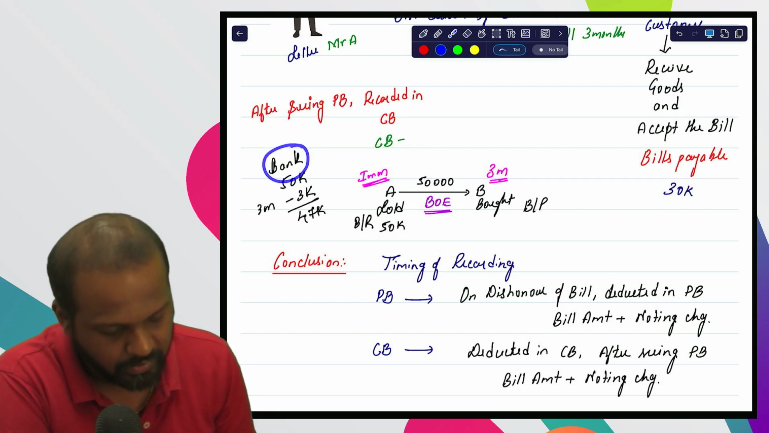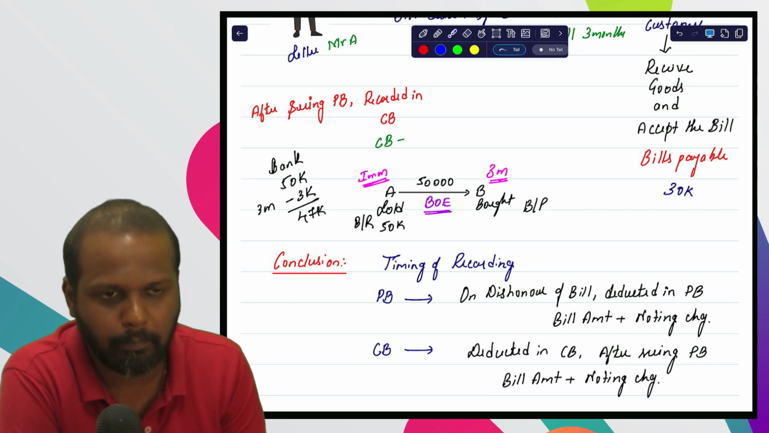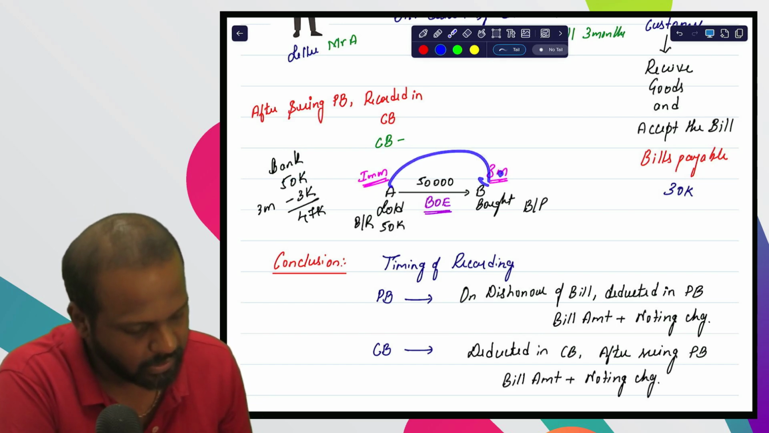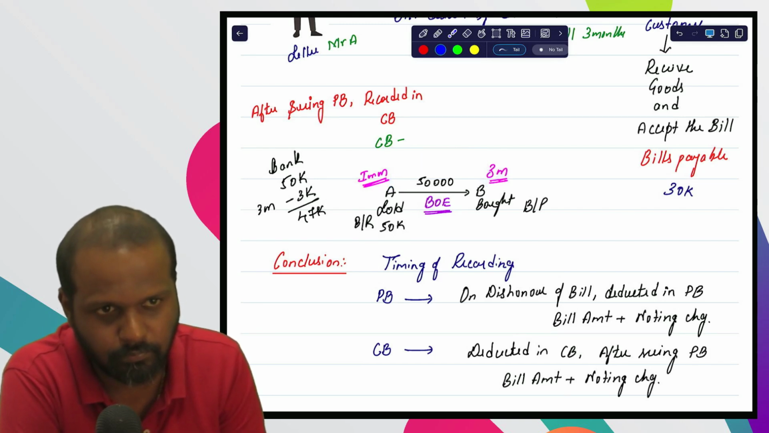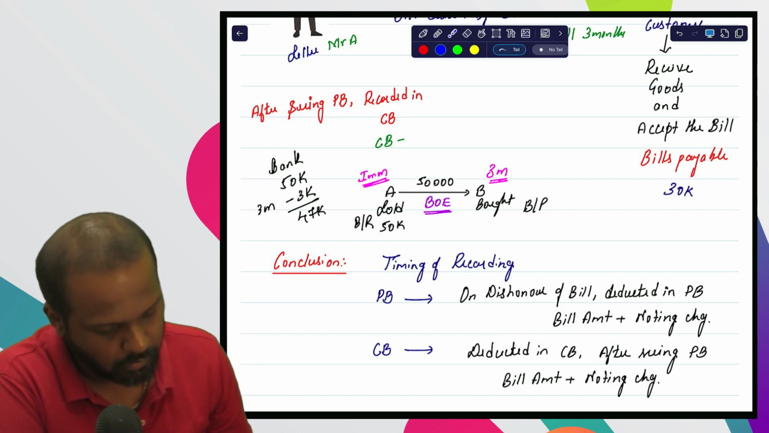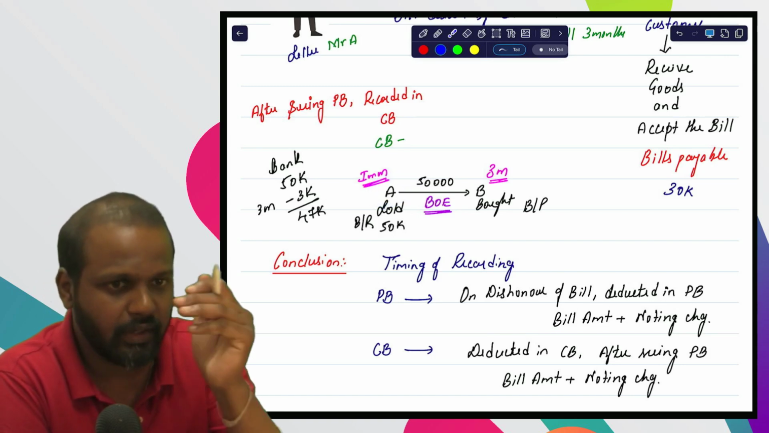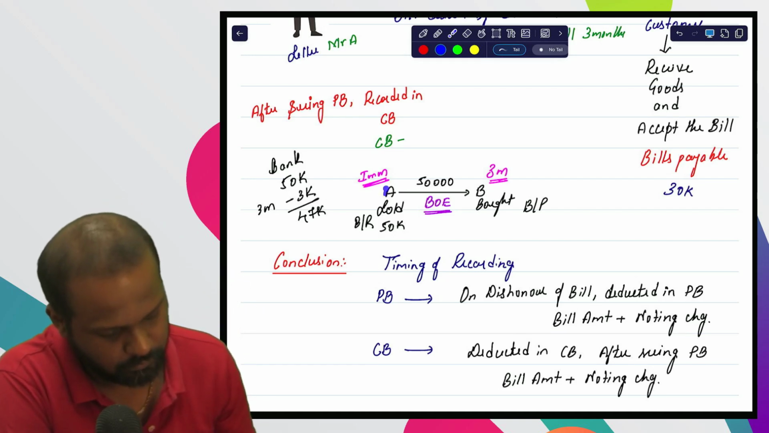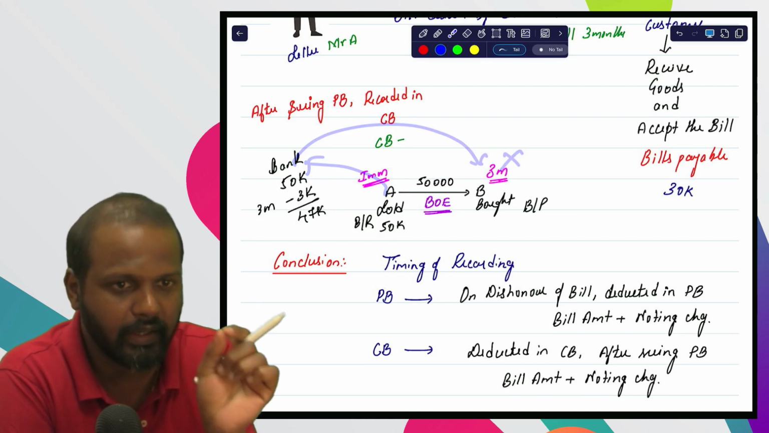So the bank will deduct 50,100 rupees from A's bank balance, and A has a right to recover 50,100 rupees from whom? B. Now understand from A's point of view. A has done the discounting of the bill with the bank, but that bill has become dishonored. Then in that case what will happen?